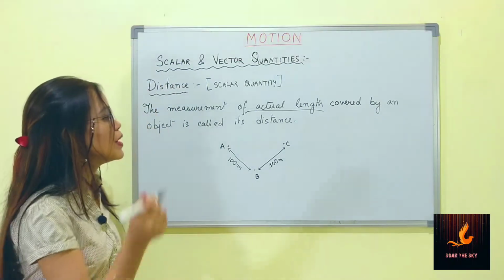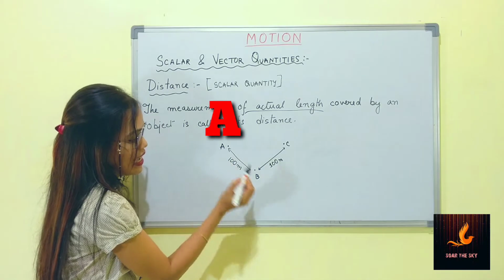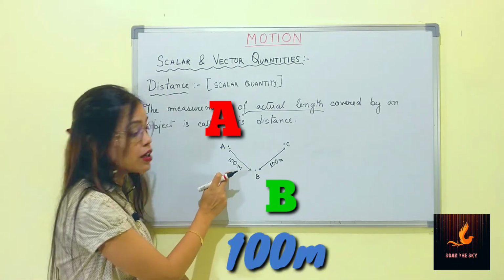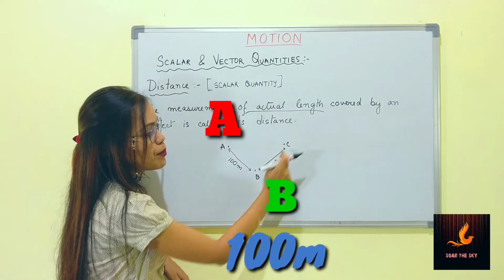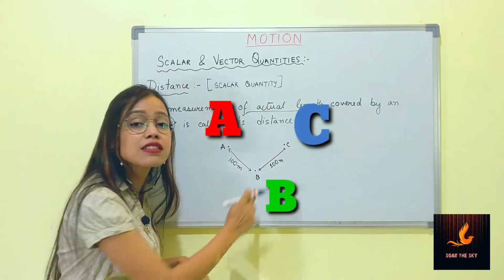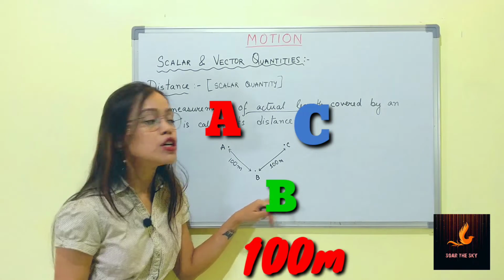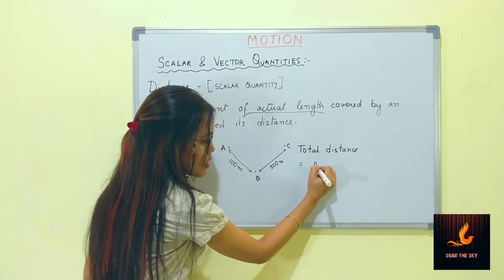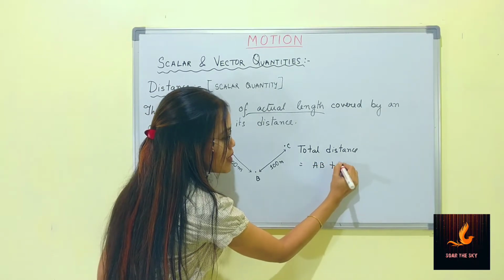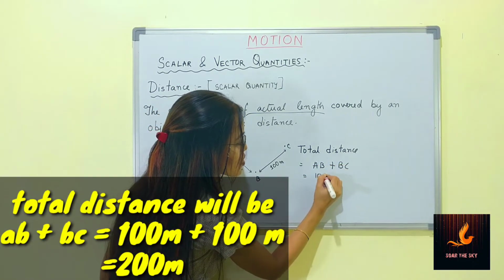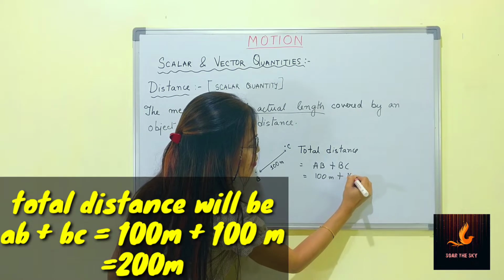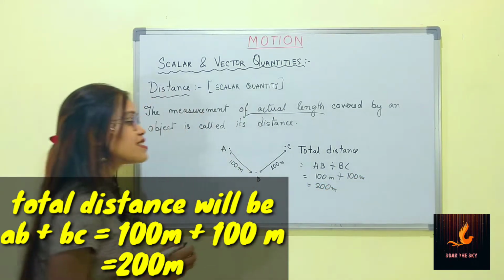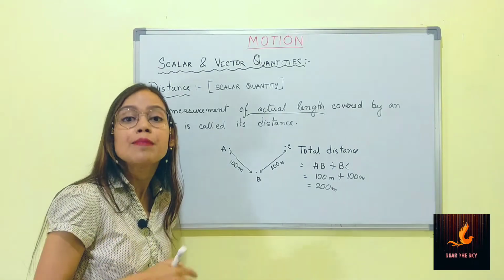Say for example, a person is starting from point A and reaches point B, which has a length of 100 meter. Again he is going from point B to point C, which again has a length of 100 meter. So his total distance will be AB plus BC, which is 100 meter plus 100 meter, that's 200 meter. So this will be the distance covered by that man.